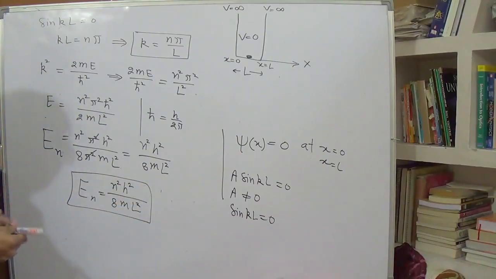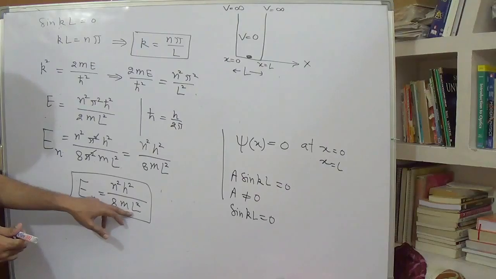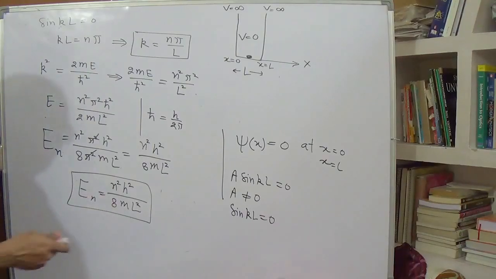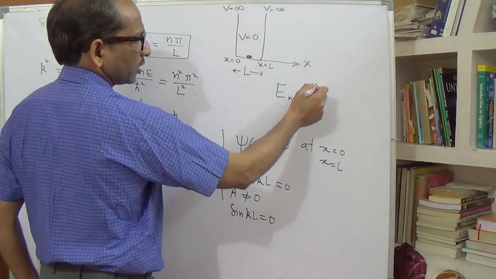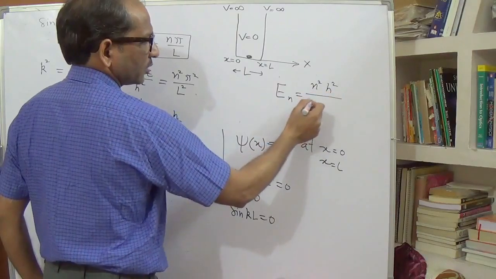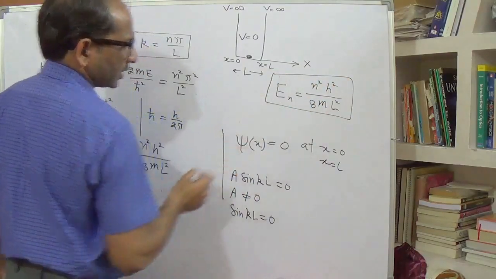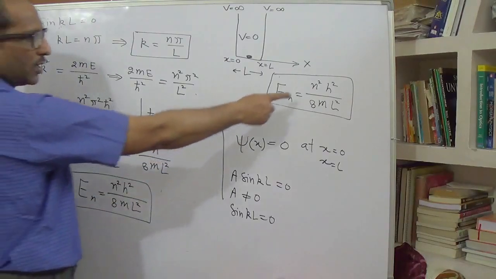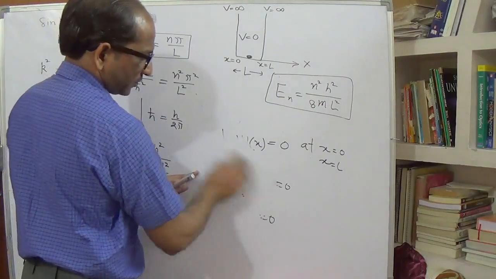This energy is directly proportional to the square of n and inversely proportional to the square of l, where h and m are constants. So I am writing the formula here for the energy: E n is equal to n square h square upon 8 m l square. So I can find the eigenvalue of the free particle, that is the electron in our case, in any state, corresponding to n is equal to 1, n is equal to 2, n is equal to 3 and so on.